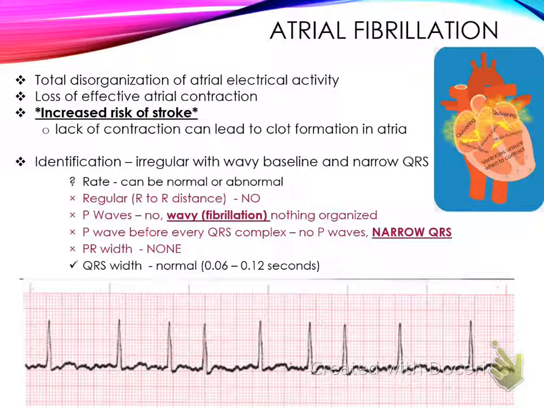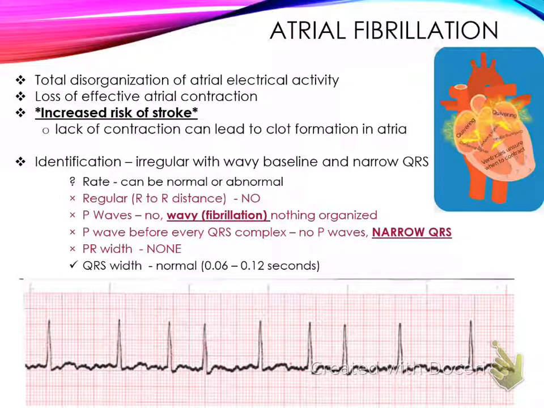And my QRS is narrow and normal. So it's irregular, narrow normal QRS. It's solidly in my atrial problem, and this wavy baseline makes it atrial fibrillation because the atria is just fibrillating. It's not really doing any contracting. It's just fibrillating.